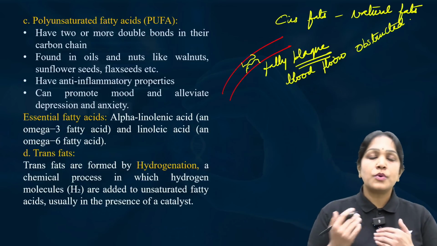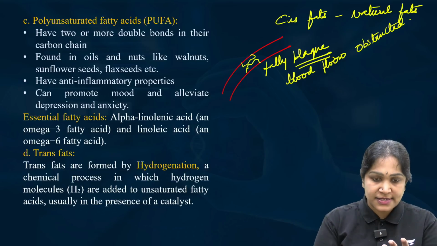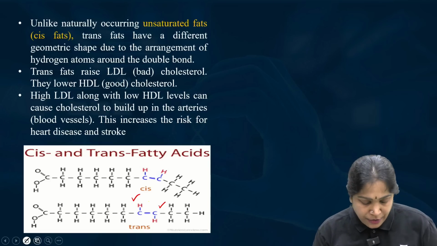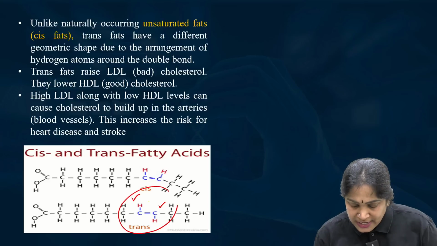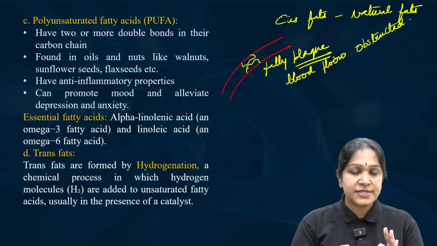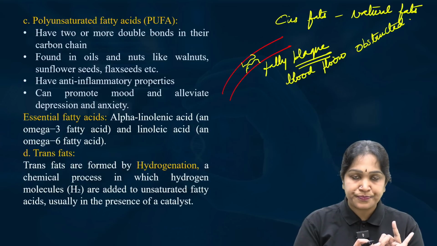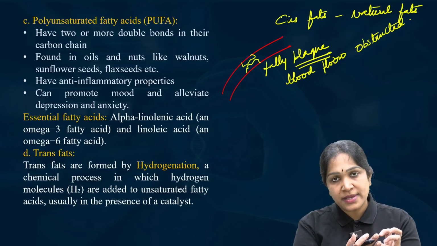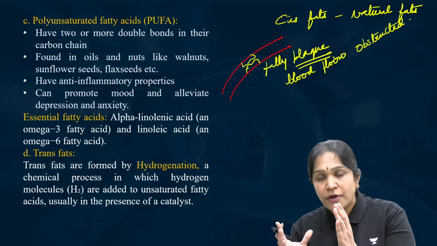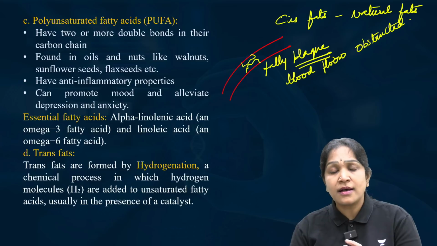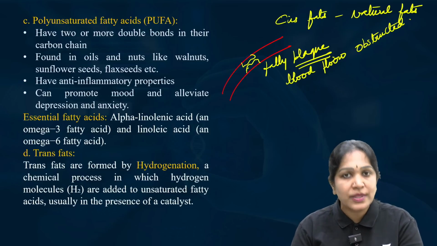I repeat, most of our natural fats are cis fats. Trans fats are made artificially by adding hydrogen atoms here. They are made artificially by adding the hydrogen atoms by a process called hydrogenation. So our digestive enzymes cannot easily digest the trans fats. So they will get accumulated in our body. They will get transported to the blood vessels, get deposited there, and form a fatty plaque there. Because of this, there will be an obstruction in the blood flow to the heart.